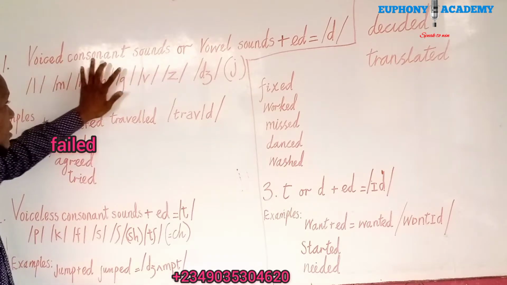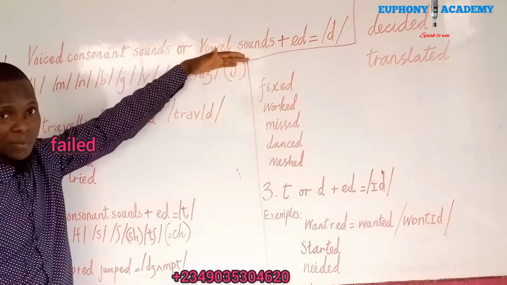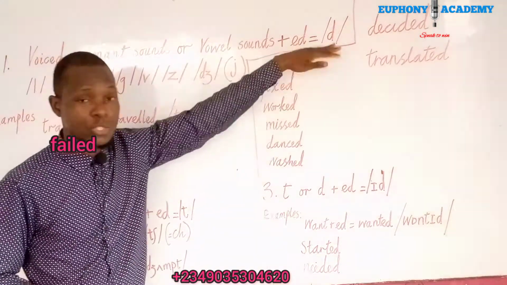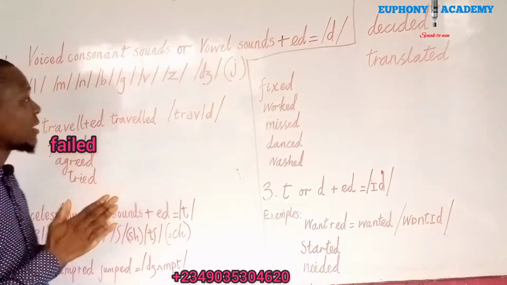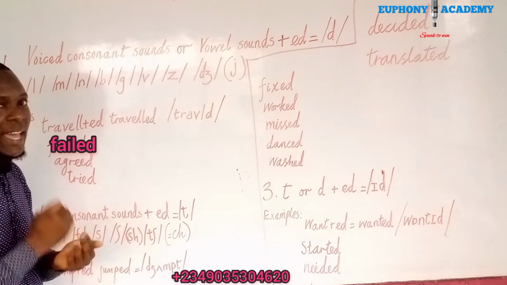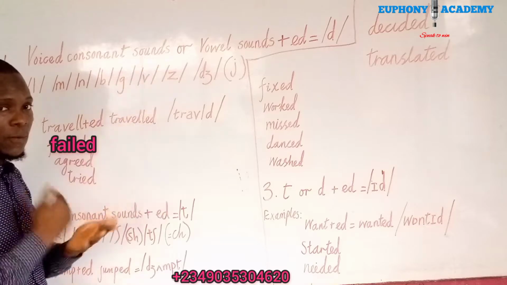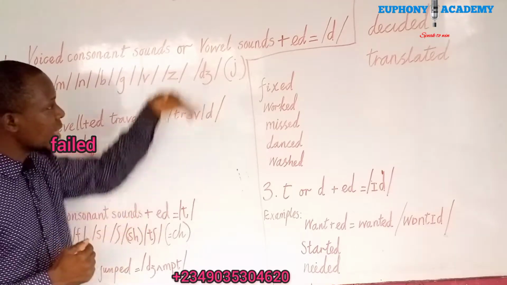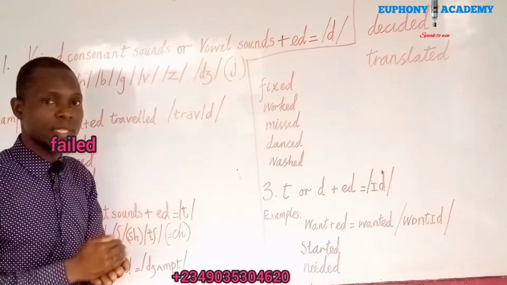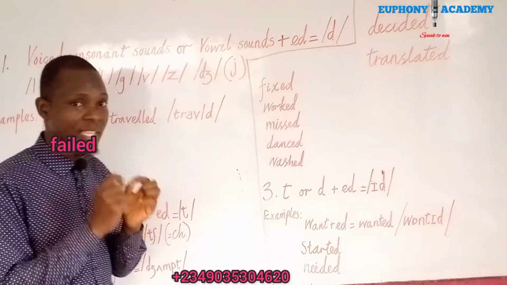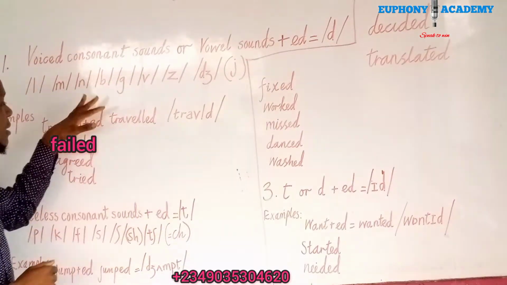Voiced consonants. When you have a voiced consonant sound or a vowel sound plus ed, it is equal to d. This is what I'm trying to say. Whenever a word ends with a voiced consonant sound or a vowel sound, and you have ed after it, you have to pronounce the ed as d. Okay? So here are examples.